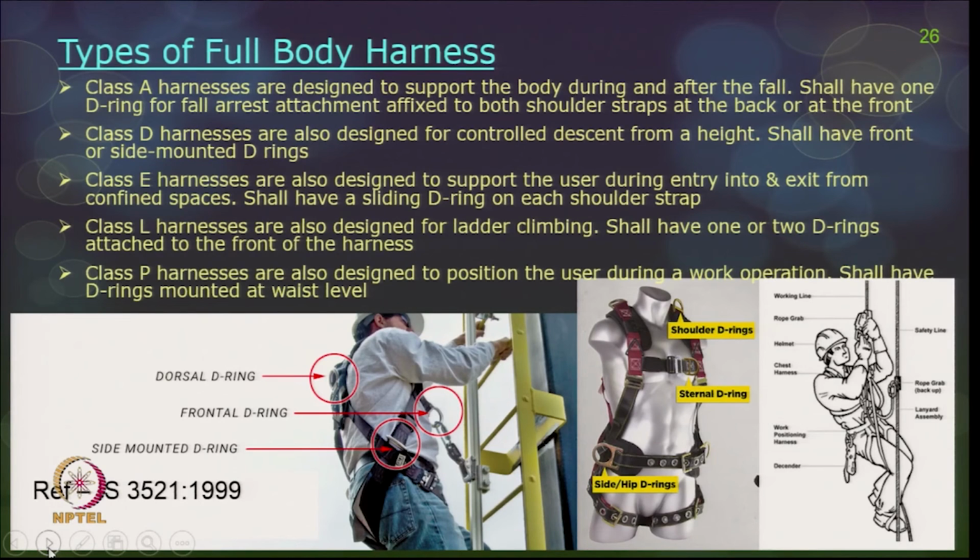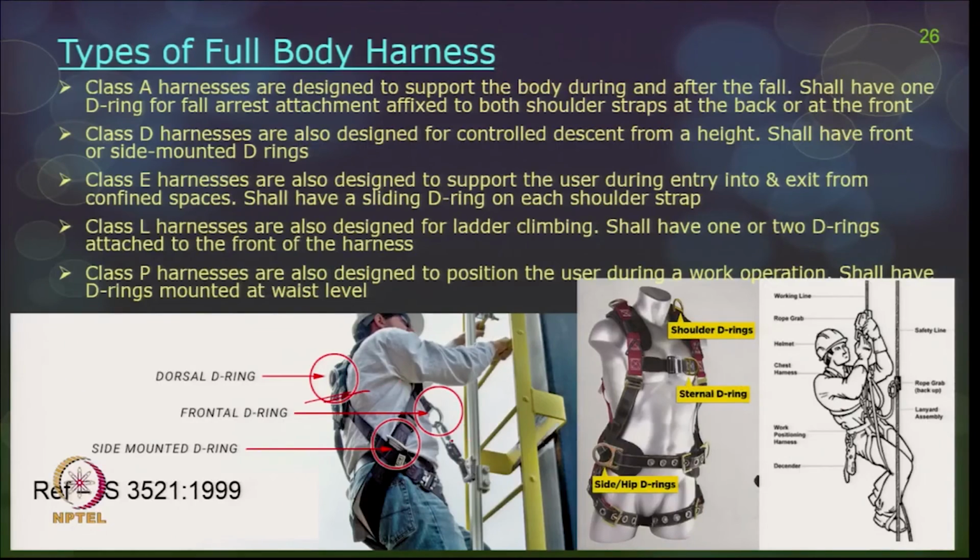side mounted D-rings. Class E harnesses are designed to support the user for entry and exit into confined spaces. This will have a sliding D-ring on each shoulder strap. Class L harnesses are designed for ladder climbing, and this will have one or two D-rings attached to the front of the harness. Class P harnesses are designed to position the user during a work operation, and this will have D-rings mounted at the waist level, okay, primarily for work positioning.